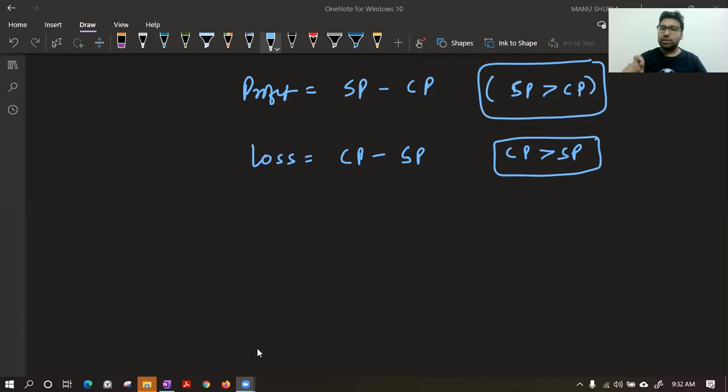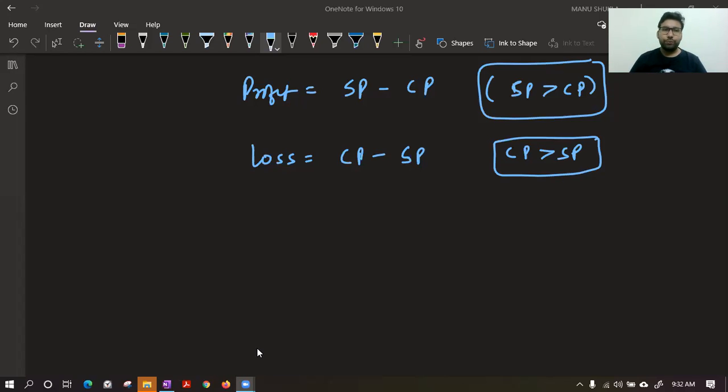In the equation, either it should have percentage on both sides or it should have value on both sides. That's it. Then only you can solve the equation. Now, one more thing. If you observe in both the equations, we have three variables: CP, SP, profit or loss. So all the time we have only three variables.